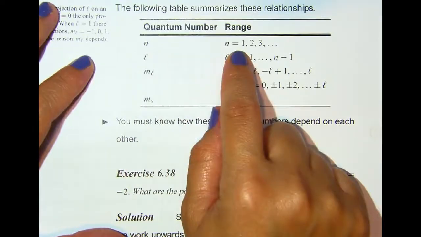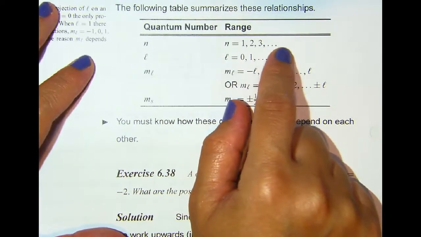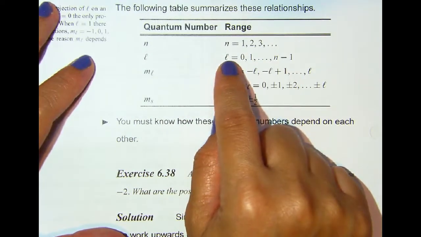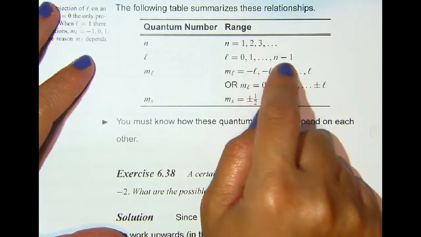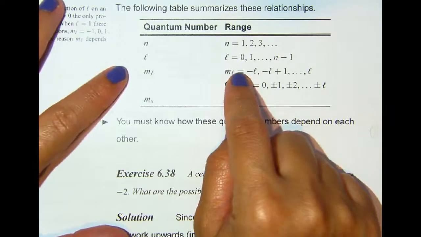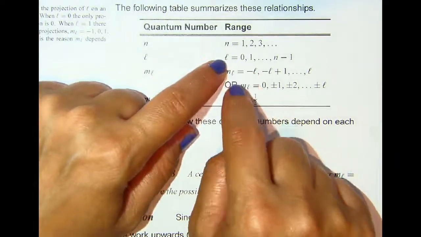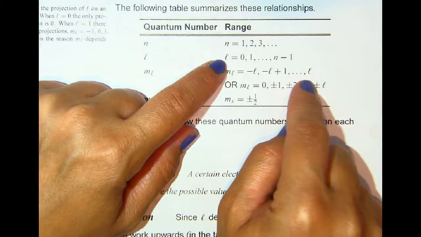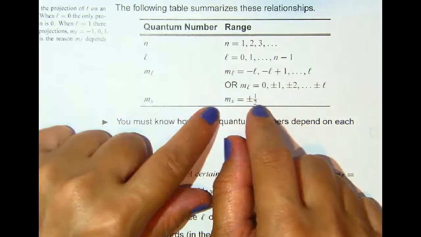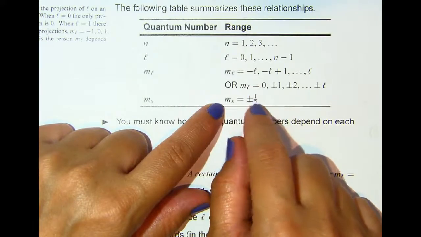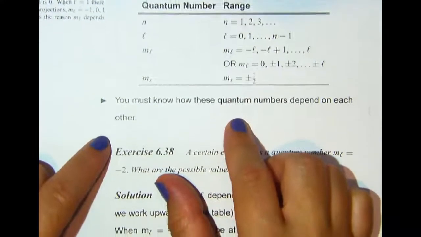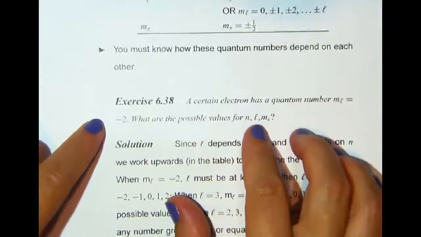n can be any value from 1 up to 7. L is going to be 0 ranging up to 1 less than whatever your n value is. M sub L is going to be, for each L value, ranging from -L to +L, and then M sub S, for each M sub L value, can be +1/2 or -1/2. You must know these quantum numbers depend on each other.